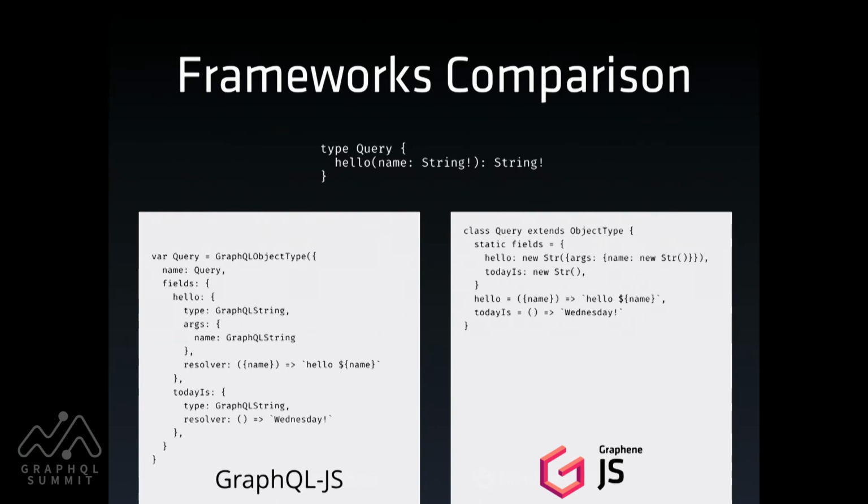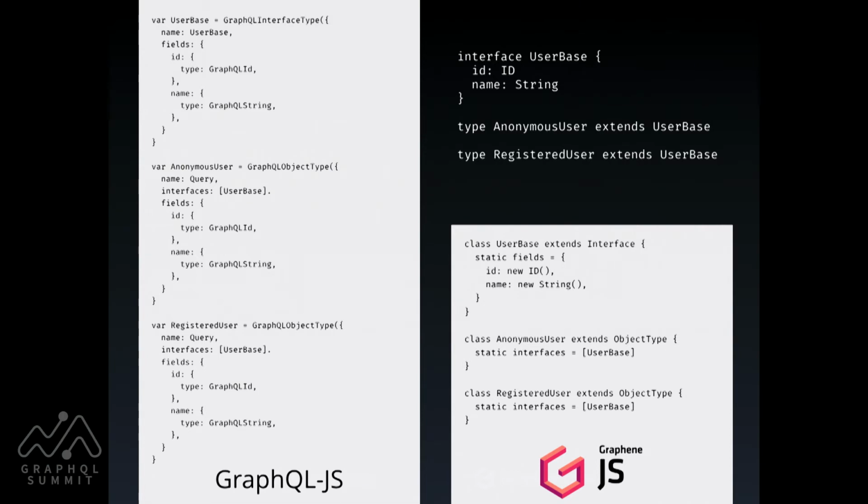But things get much more interesting when you go into types that inherit from interfaces. Let's say we are a website that has two kinds of users. One is the anonymous user, another is the registered user, and both share the same fields. So both implement or extend the user base interface, which has an ID and a name on it. In GraphQL JavaScript, this will require us to write all this boilerplate code. And with Graphene JavaScript, the code required is much less.